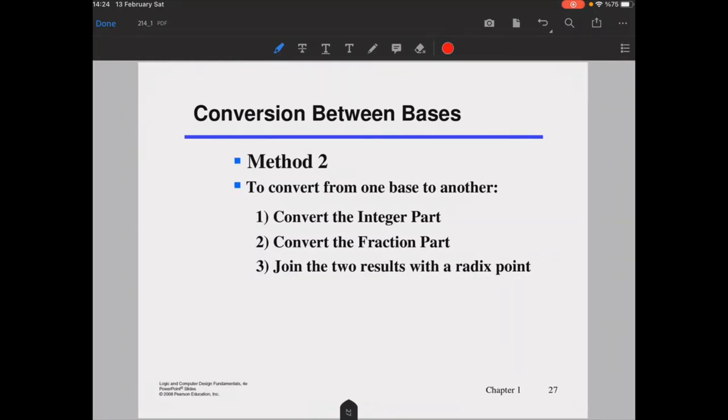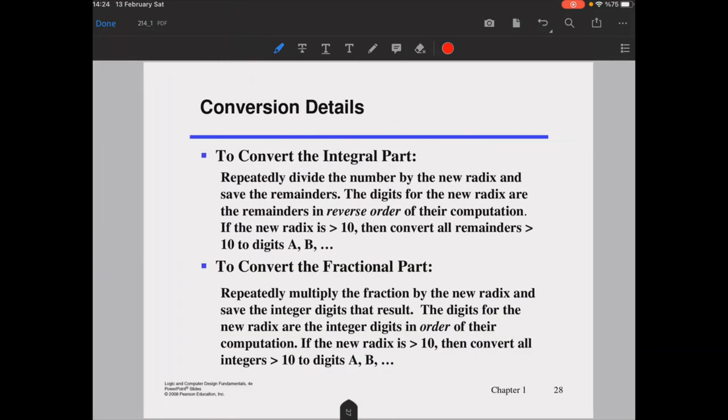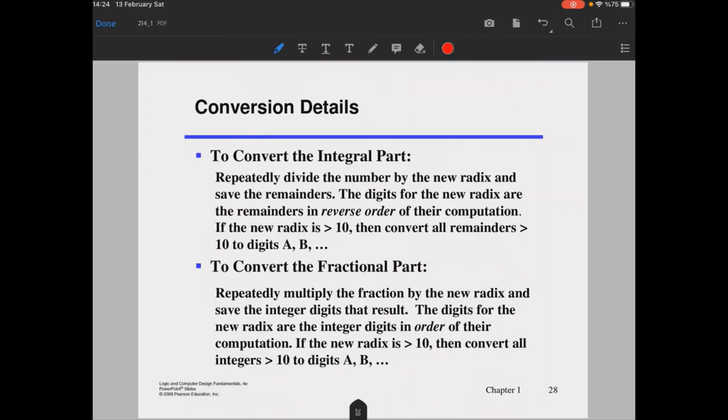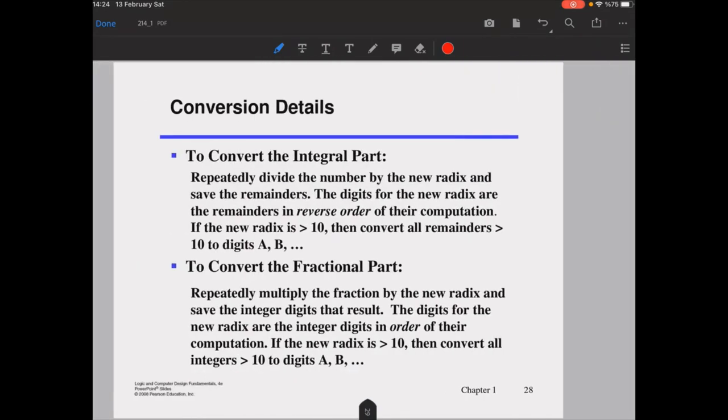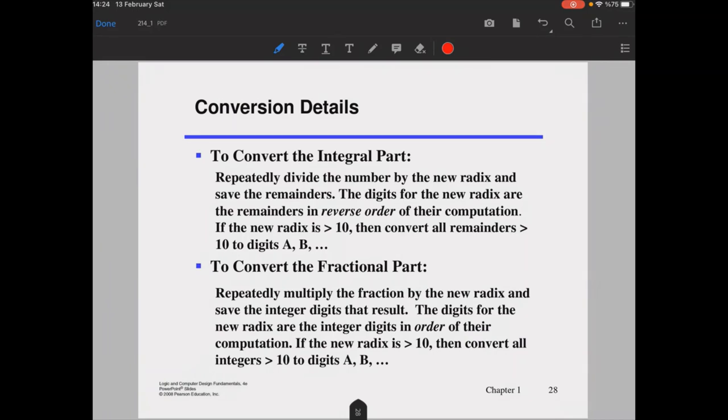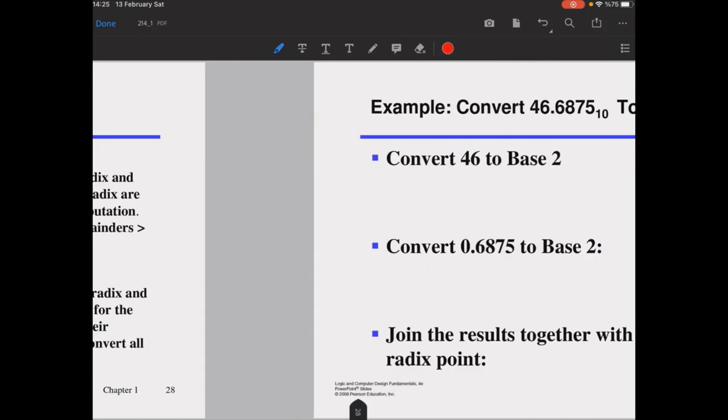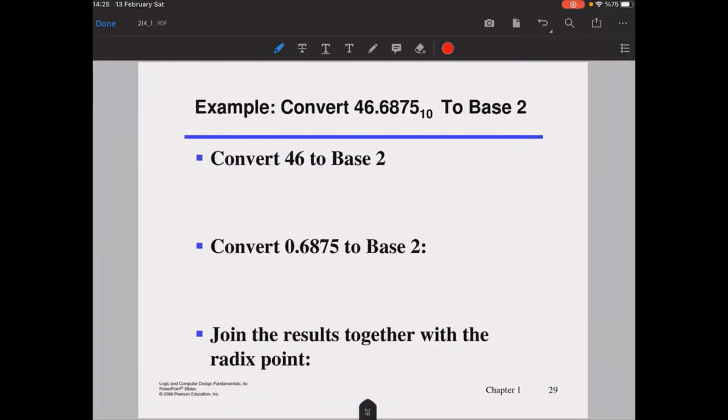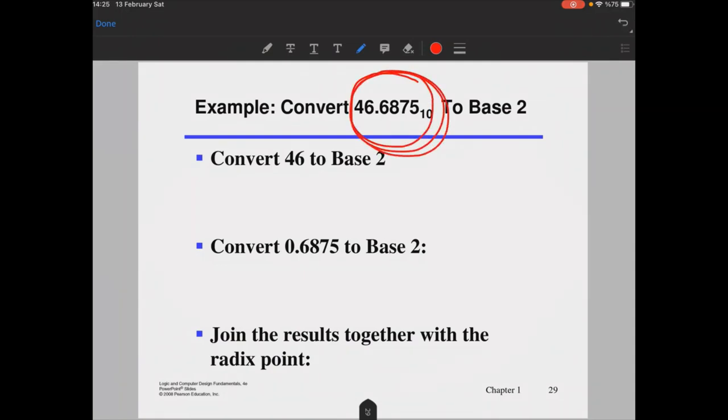When we're trying to convert between the bases, we just convert the integer part and the fraction part separately and join the two results with the radix point. For converting the integer part, we repeatedly divide the number by the new radix. This is the second method that we will see for decimal to binary conversion. To convert the fractional part, we repeatedly multiply that fractional part until we reach zero. In this example, we're trying to convert this number to base 2, then join the results with the radix point.